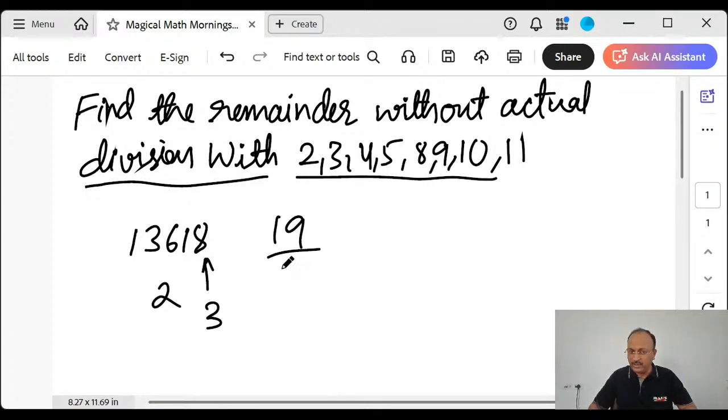But I don't add all the numbers. What will we do? 3 plus 6, I will remove the 9, and 1 plus 8, 9 also I will remove. Whatever is left out, 1, the sum of 1, that itself is the remainder. Correct? Now do the same thing.